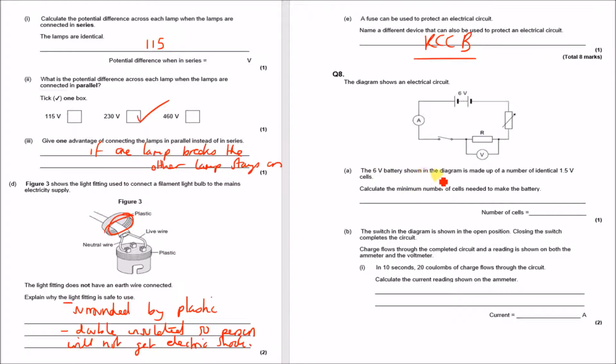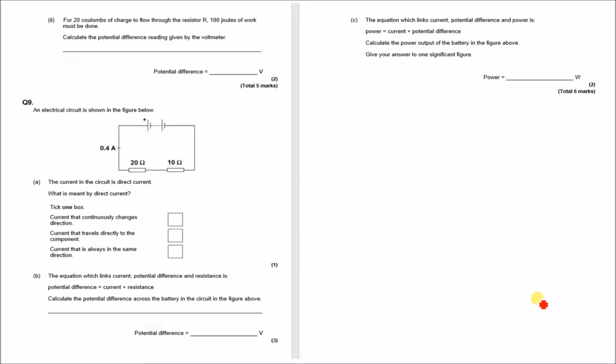Right, the 6-volt battery shown in the diagram is made up of identical cells. So if each one is 1.5 and the total is 6, then we know that there must be 4 cells. So 4 times 1.5 is equal to 6. Right, the switch in the diagram is shown in the open position here. Closing the switch completes the circuit, and it says in 10 seconds 20 coulombs of charge flows through. Now remember, current I is equal to charge divided by the time taken. So that's 20 divided by 10. 20 over 10 is 2 amps.